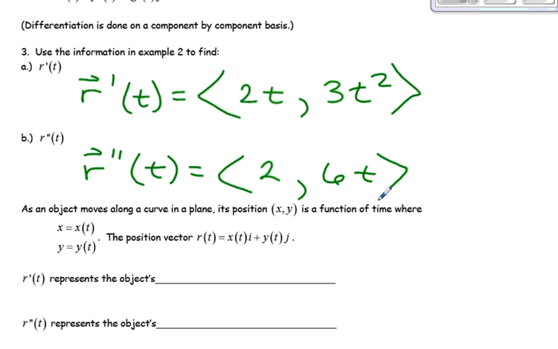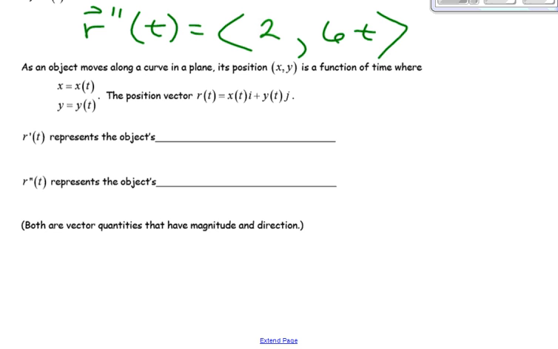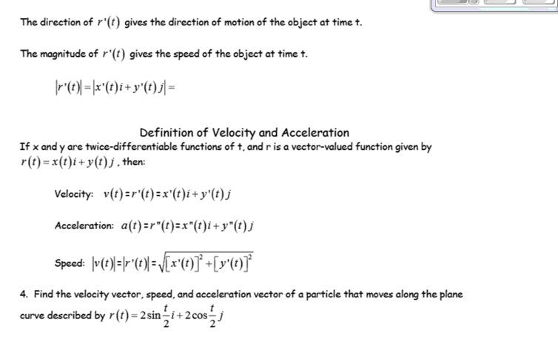Okay, pretty easy. Now if we relate this to position, velocity, and acceleration, we would call the original r the position vector, so then r prime represents the object's velocity. That is the velocity vector, and the second derivative represents the object's acceleration. Both velocity and acceleration are vector quantities because they have both magnitude and direction. All right, last question. The direction of r prime, again, that's a vector, gives the direction of motion of the object at time t. The magnitude gives the speed.